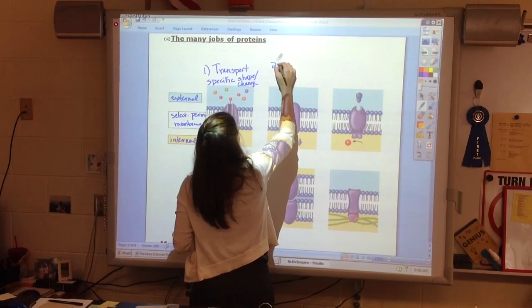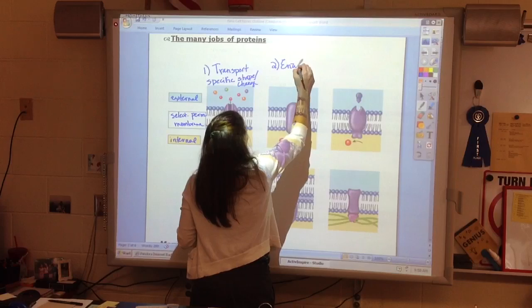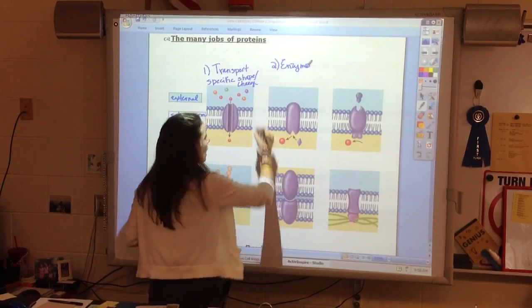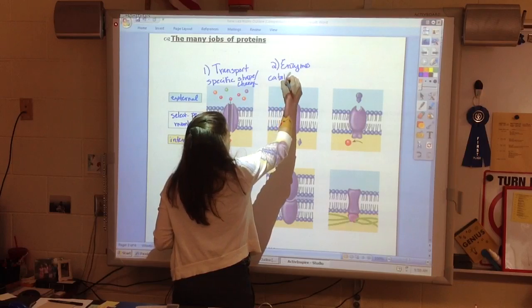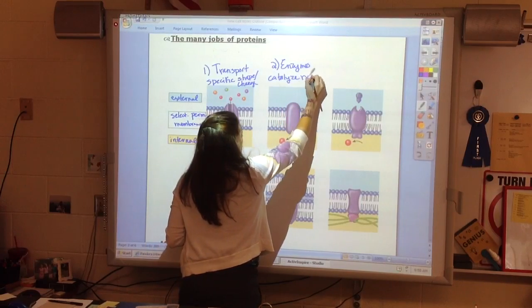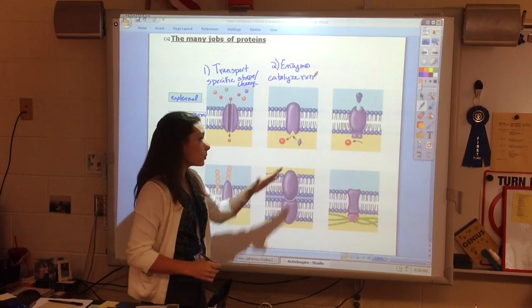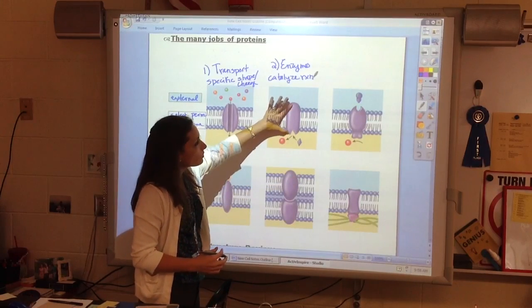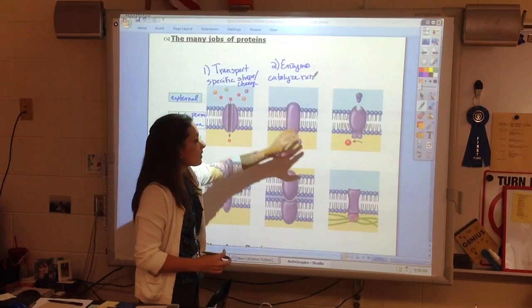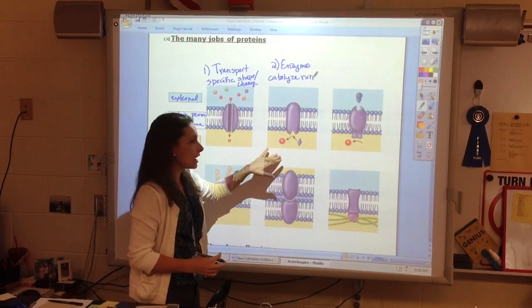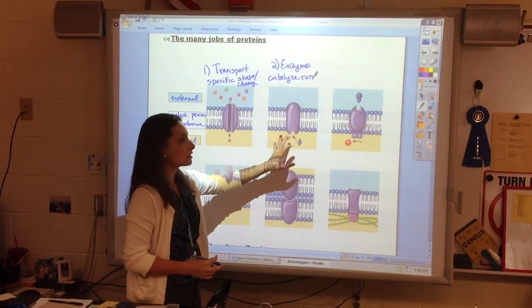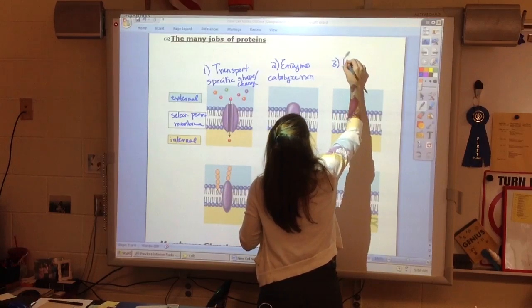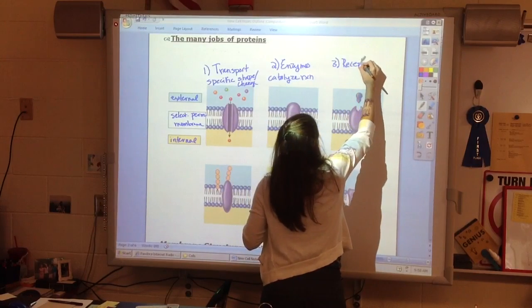The second function that these embedded proteins can have is to act as enzymes. They can catalyze a reaction. Of course, a specific reaction, but we will see, especially when we get to cellular respiration, that we'll have proteins that are embedded in the cell membrane that facilitate or catalyze a reaction, so changing a reactant into a product.